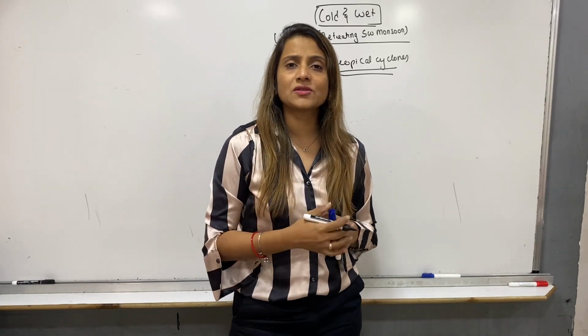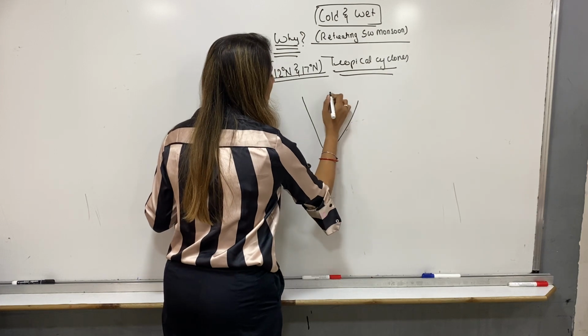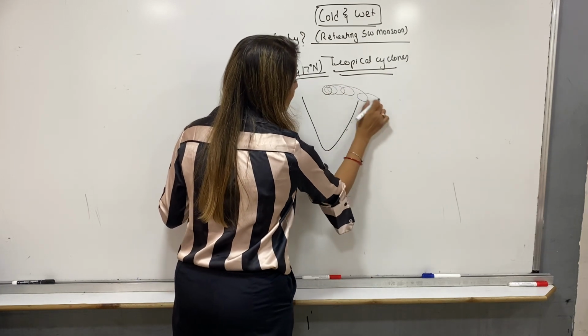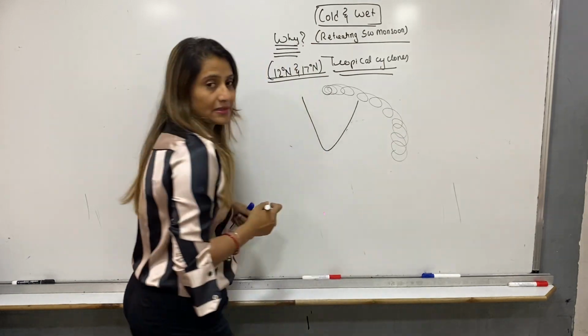So how is this tropical cyclone caused? Tropical cyclone will be caused because of the shifting of the low pressure in the Andaman Sea.